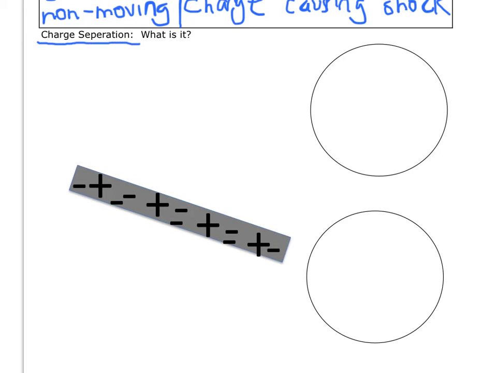So charge separation, what is it? Well, it basically means you have a neutral object where one half of it is positive and the other half is negative. Well, how can that happen? Take this, and we'll call this a little neutral sphere. Imagine this is a tiny little sphere, a little ball. So neutral.